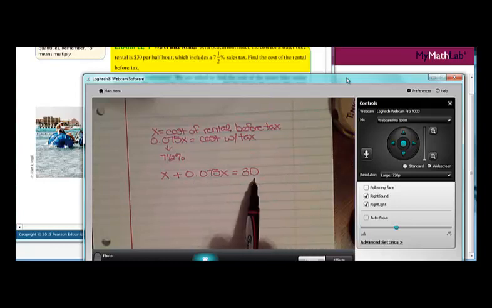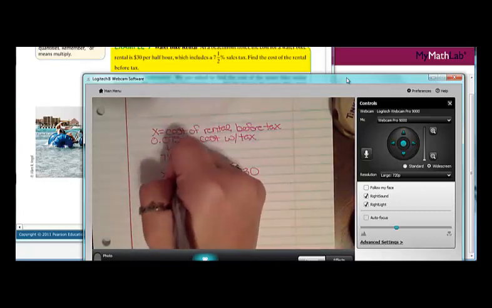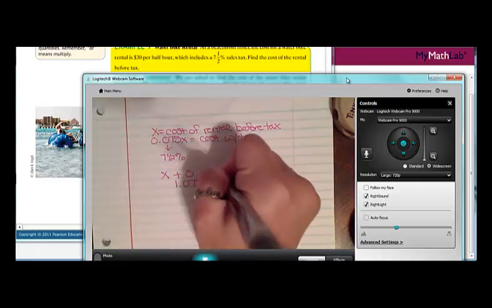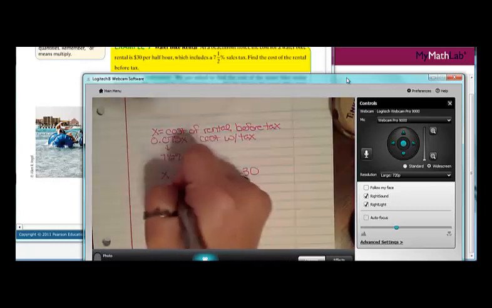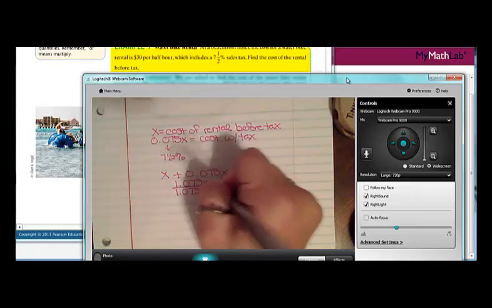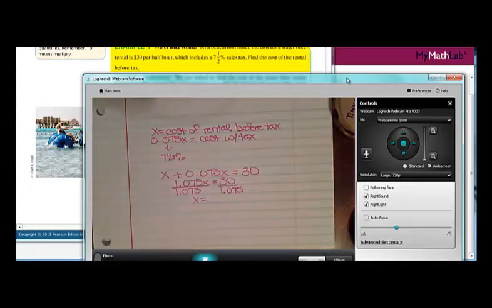So we need to solve for our x. So we have 1x and then 0.075x. So it'll be 1.075x equals 30. We're just going to divide both sides by the 1.075. And we will get x equals, and it's going to be kind of a weird number, I'm sure.